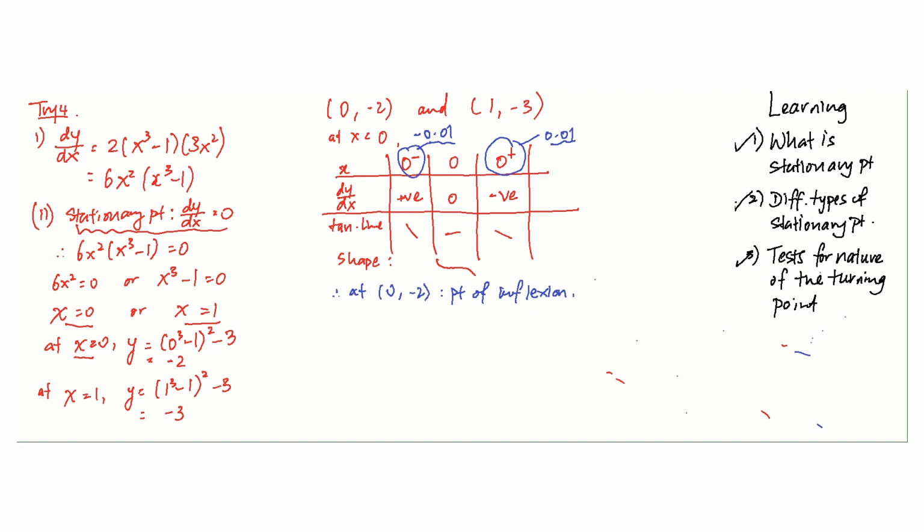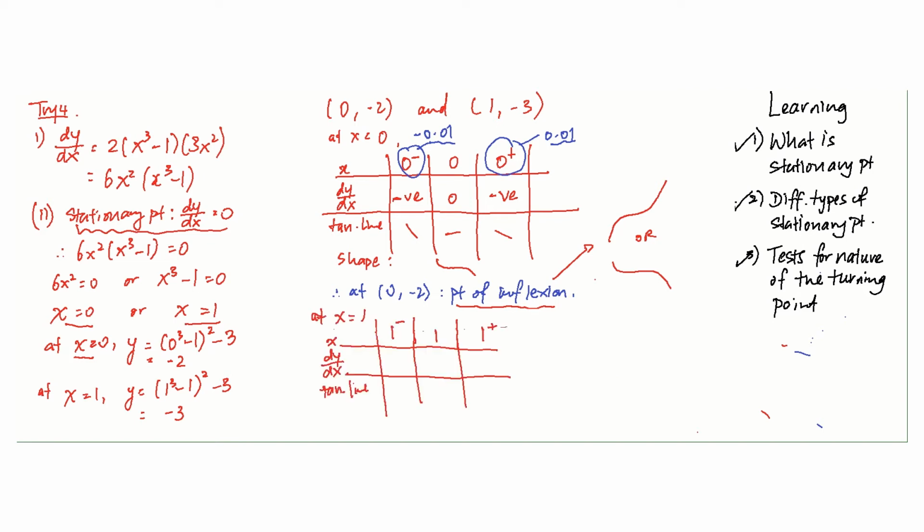Okay, sorry, there's a mistake here. This should be negative as well. So ladies and gentlemen, you'll notice that at x equals 0, I actually have this shape over here, which means I have neither a maximum point nor a minimum point. It is actually a point of inflection. A point of inflection can either look like this or like this. Basically, it's clearly not a maximum or a minimum point.